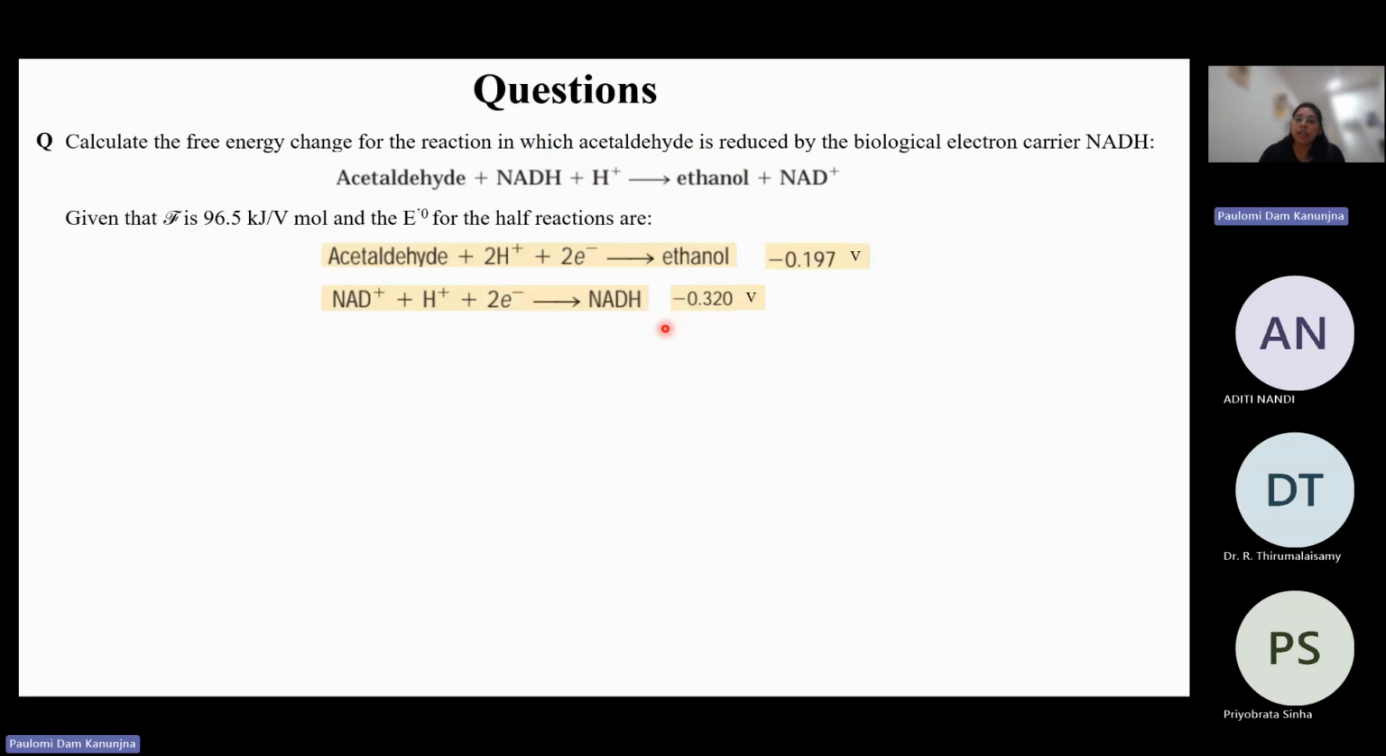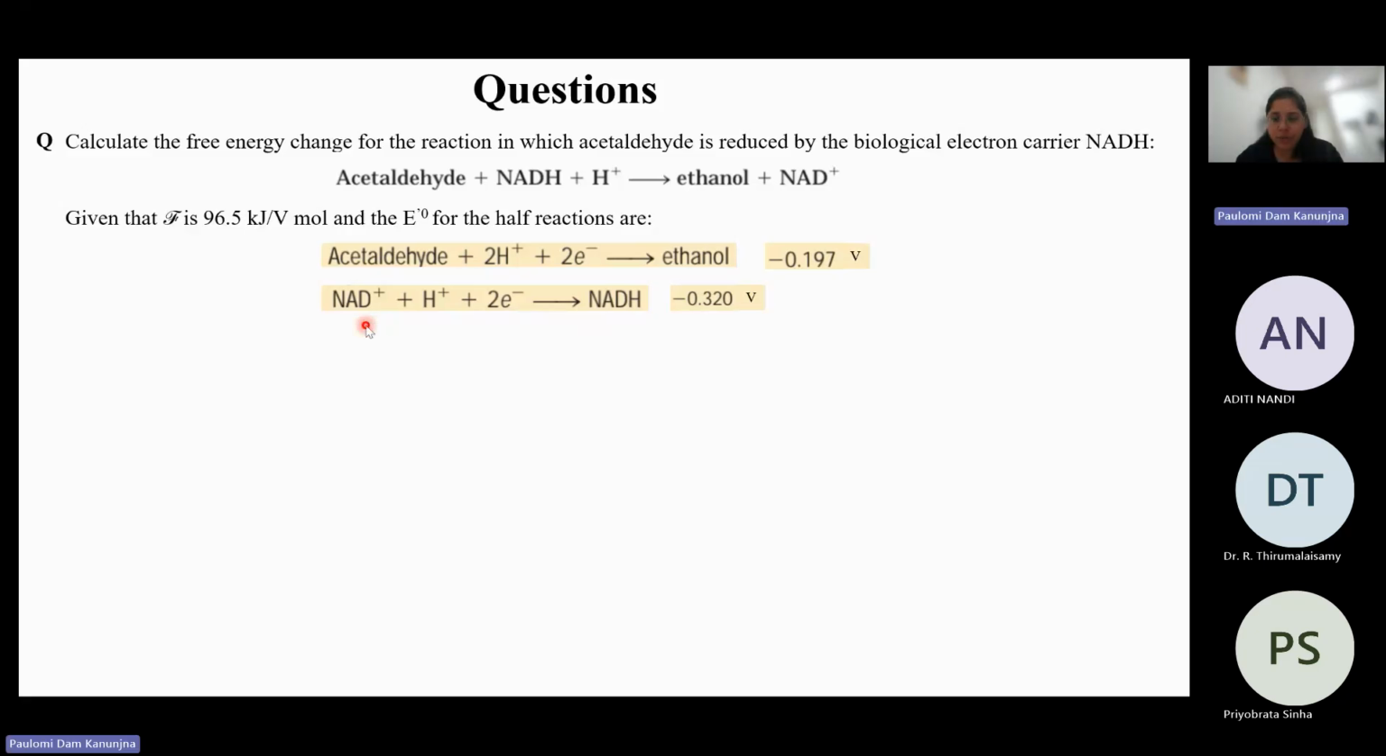But when you are writing half reactions, you are basically reverting the reaction you are writing. So here NADH plus H plus is giving you NAD plus. Sorry, NADH is getting converted to NAD plus. So when you are writing half reactions, you are writing for both the reduction reactions, and you have the E naught for that, and you have the Faraday constant with you. Calculate the free energy change.